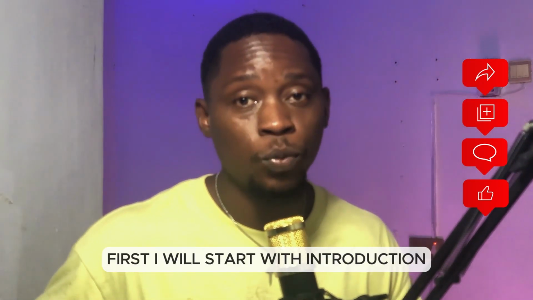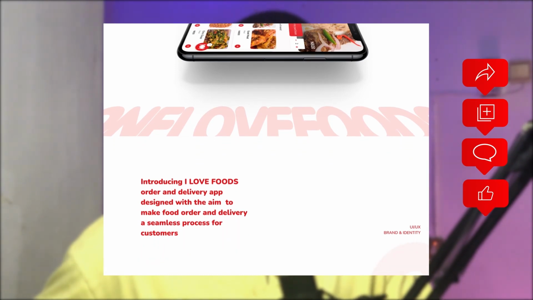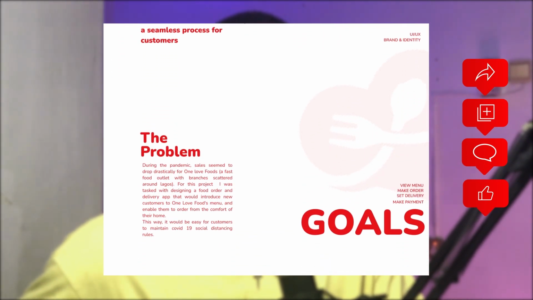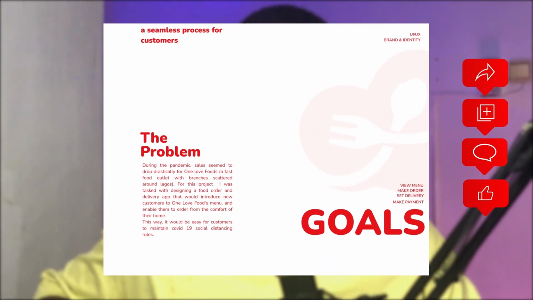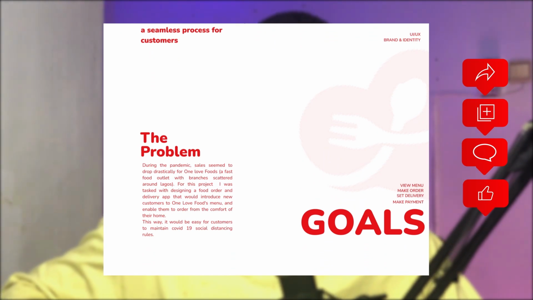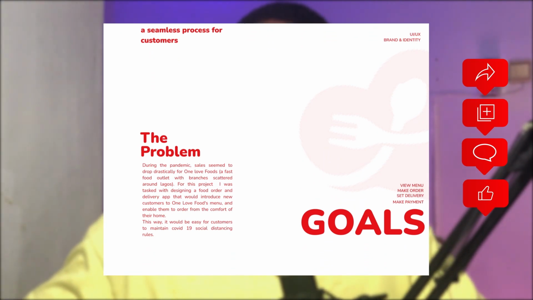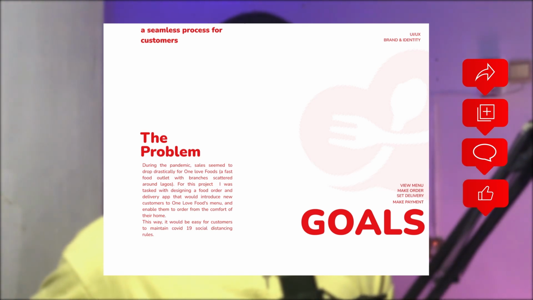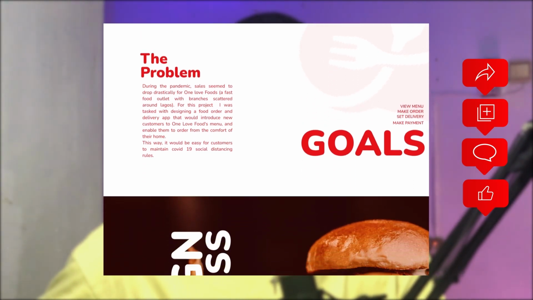First, I will start with introduction. Here, I talk about my project or the company I'm building the project for. Then I'll go on to talk about the problem. In some case studies, it's called the problem statement. But whichever way you want to put it, make sure whoever is looking at your case study knows that this is the problem statement. Then after the problem statement, I go on to align the goals that we're aiming to achieve with this project. After this phase has been cleared out, we're going to talk about our design process.